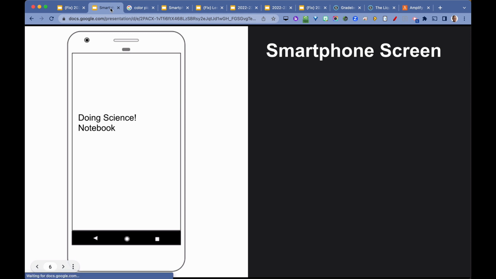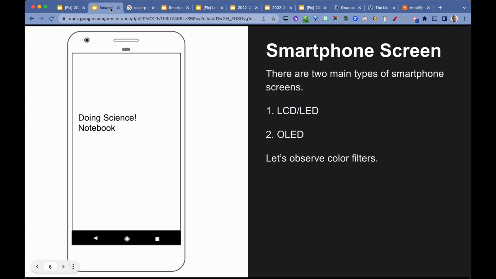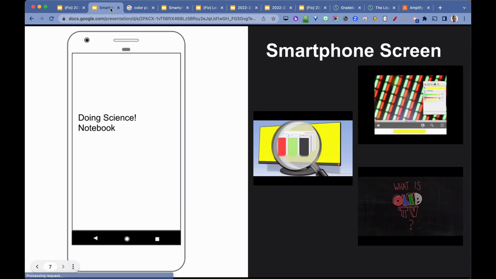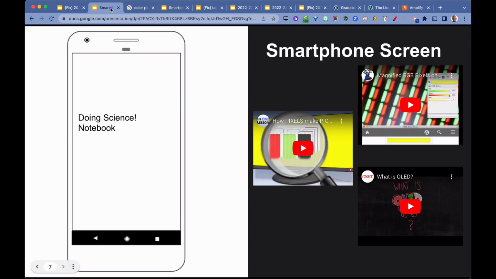So we talked about brightness, and that led us to talk about the different types of screens and how they actually work. So that's what we did this week.